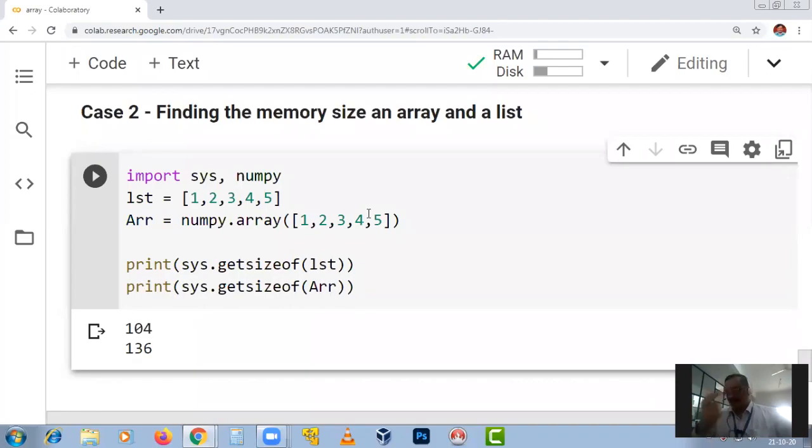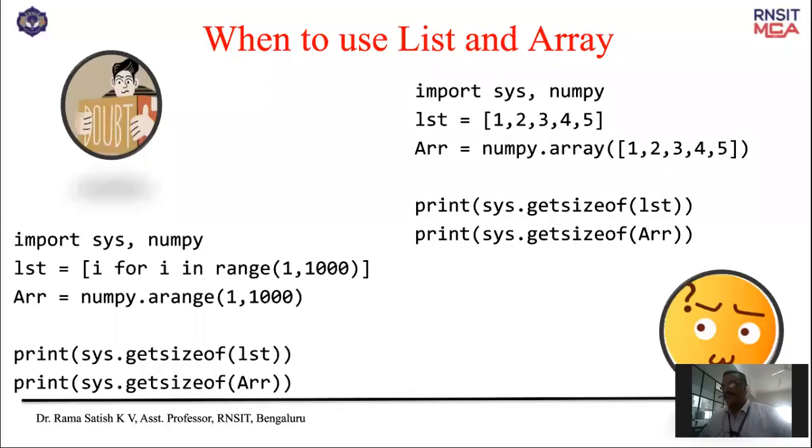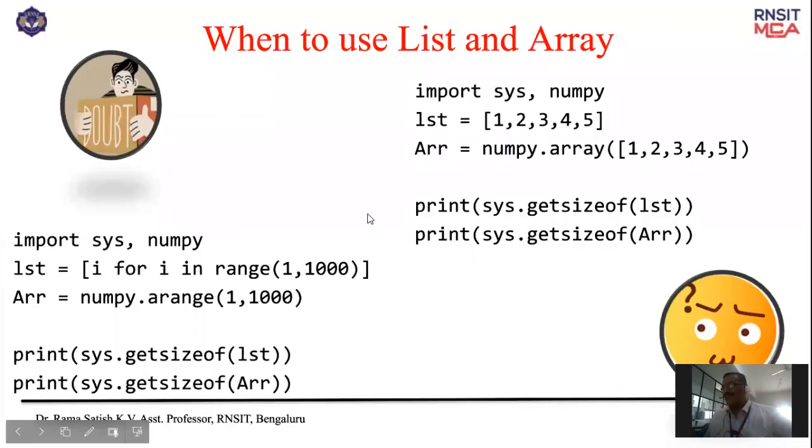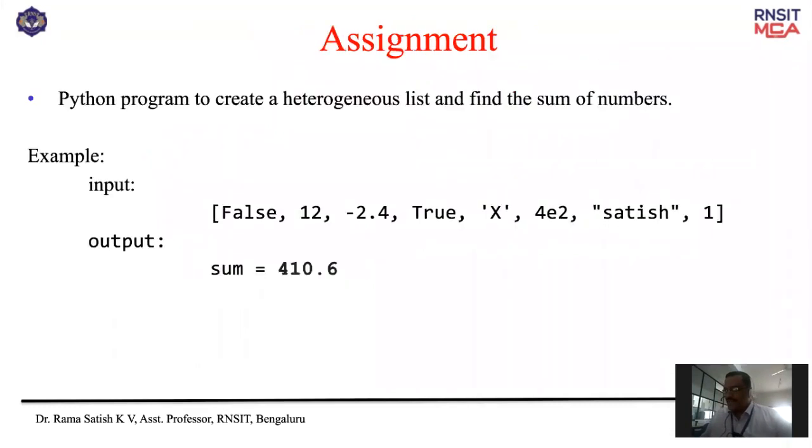So now you know when to use a list and when to use an array, because this is very, very important when you are dealing with data science projects. Memory plays a very important role in that. Okay. So before I end today's class, this is the assignment.